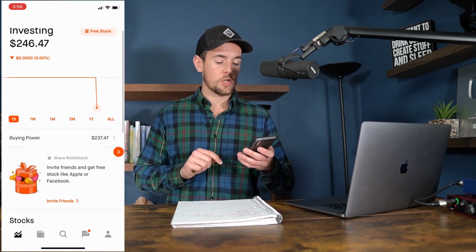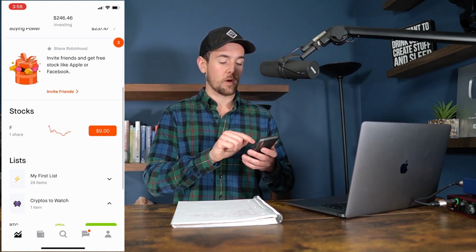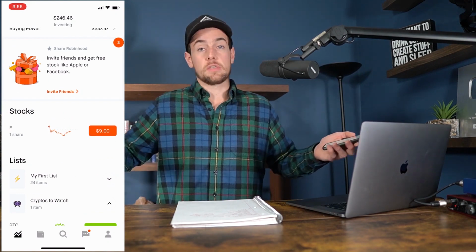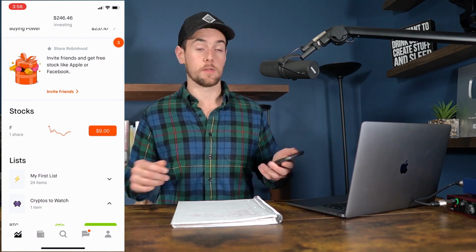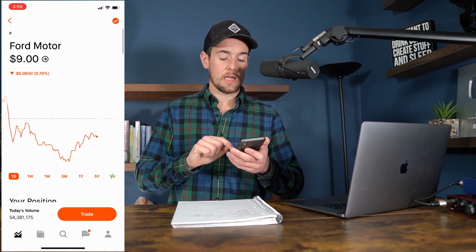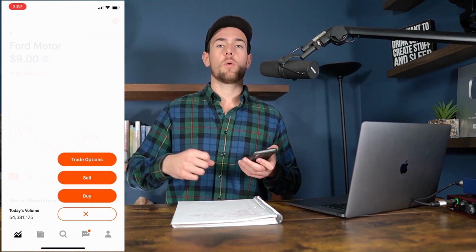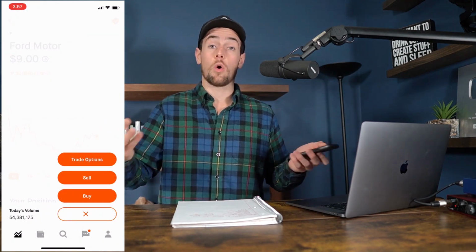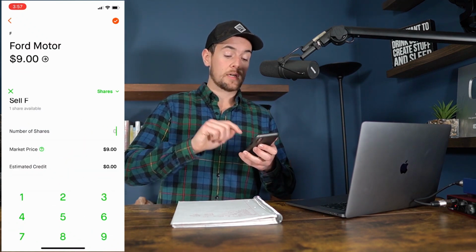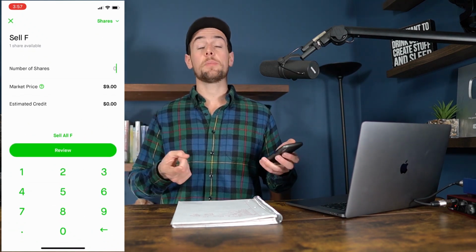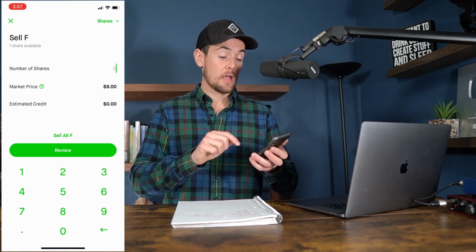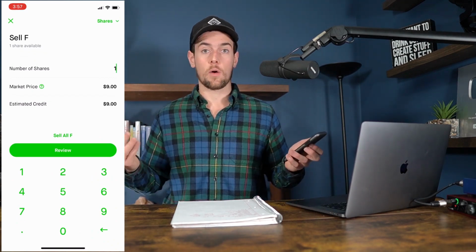So if we go to my homepage, you can see what stocks I own. I have my 1 share of Ford. And let's say I just decide, hey, I changed my mind. I want to sell this stock. You would click on that stock, and then you would click on the trade button, and then you have the option to sell at this point because you own shares of Ford. So you click on that sell button, and you type in how many shares you're looking to sell. I only have 1, so we're just going to sell that 1 share.